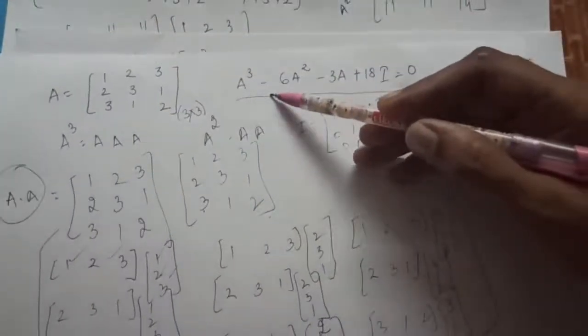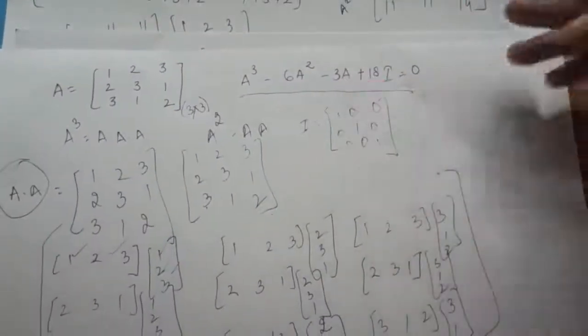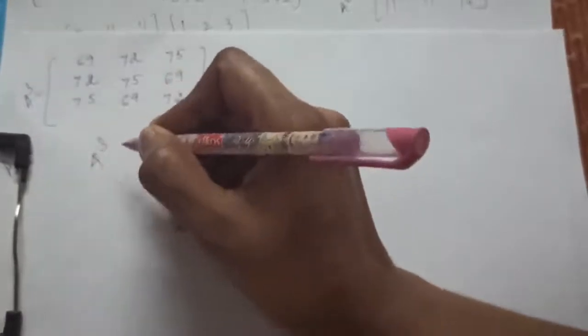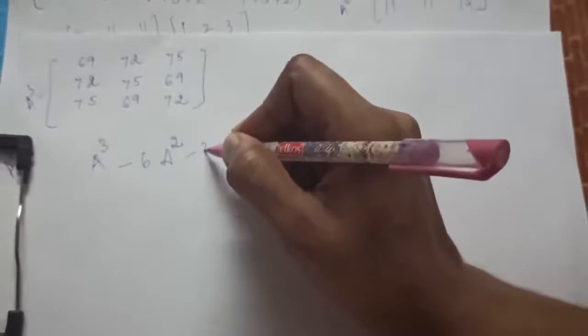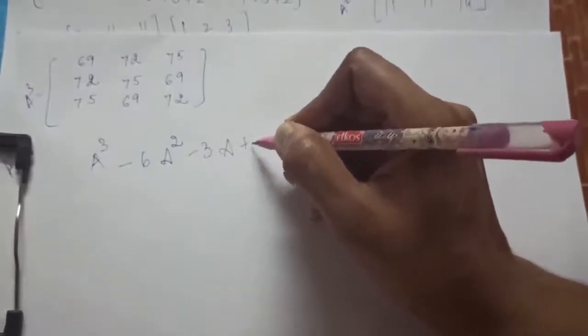69, 72, 75, 72, 75, 69, 75, 69 and 72. Now coming down to our main question. What was our main question? If you remember, this was our main question: A cube minus 6A square minus 3A plus 18I is equal to 0. This we have to prove. So A cube minus 6A square minus 3A plus 18I has to be equal to 0.